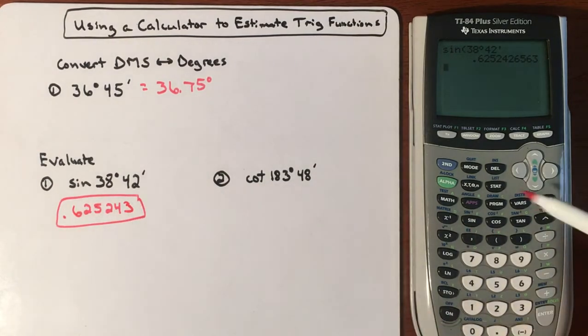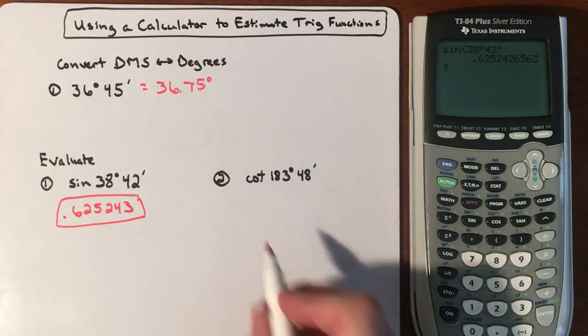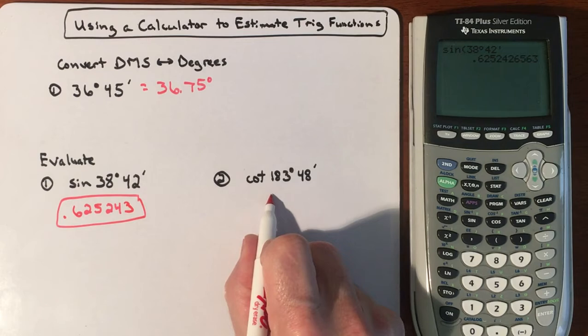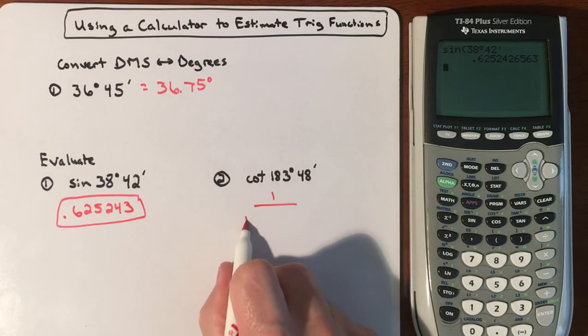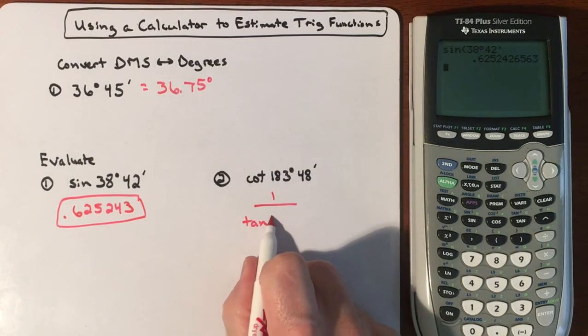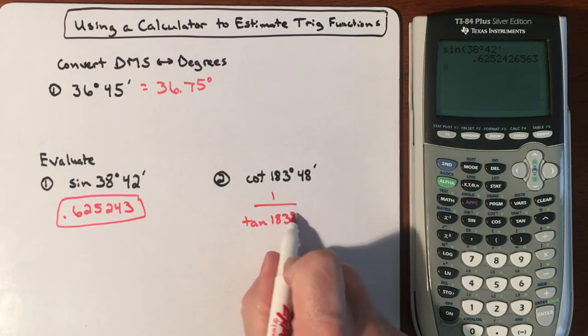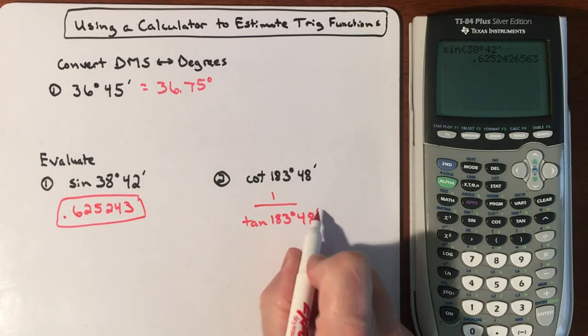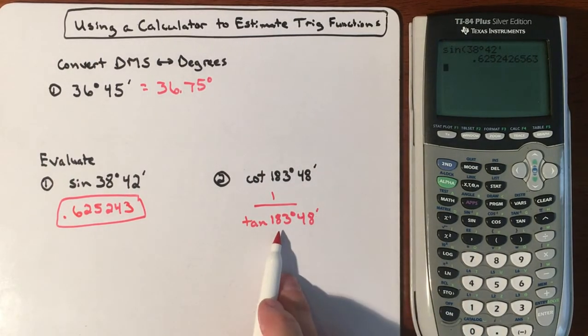Now cotangent, there is no cotangent button on there. None of the reciprocals are on there. So cotangent, we have to remember, is equivalent to 1 over tangent. So then we are just going to evaluate that. We'll be putting that into the calculator.